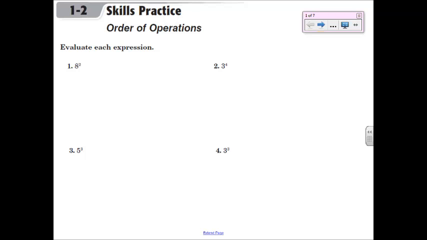This is the guide for section 1-2, the skills practice in order of operations. And it is page 13 of your homework.